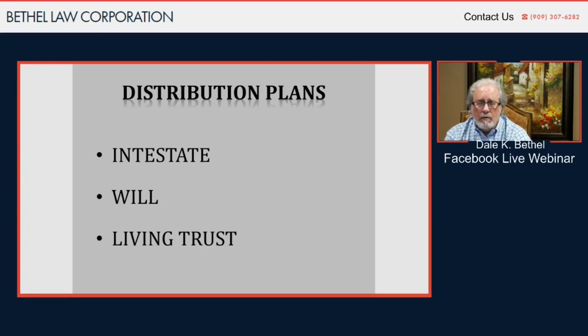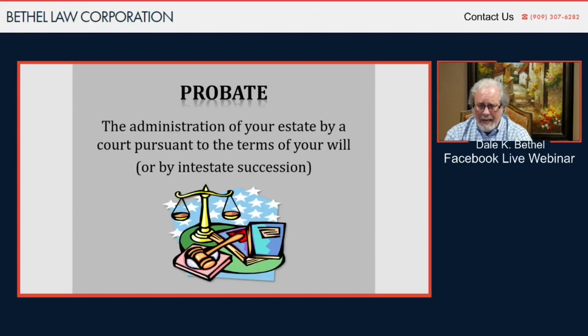Anybody that simply owns a home or has more than $166,250 will find themselves in a probate situation. So in order to avoid that, you use the living trust as your estate plan. Now, a lot of people ask me what probate's all about, and I always assume everybody kind of knows.